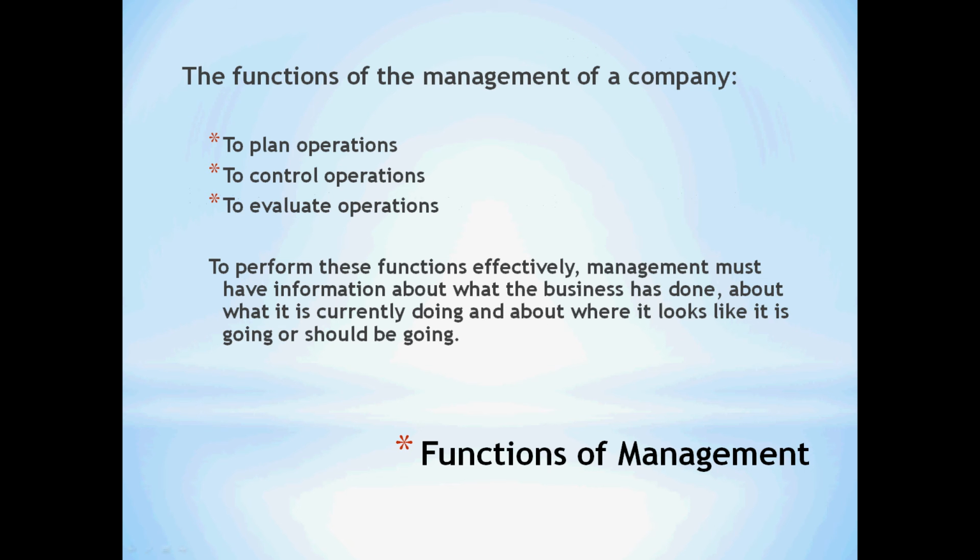The functions of the management of the company are to plan operations, to control operations, and to evaluate operations. To perform these functions effectively, management must have information about what the business has done, about what it is currently doing, and about where it looks like it is going or should be going. And this is to make better decisions and judgments, which affect a company's performance.